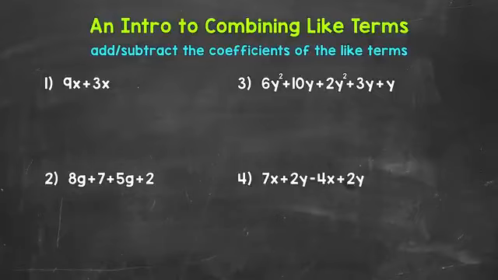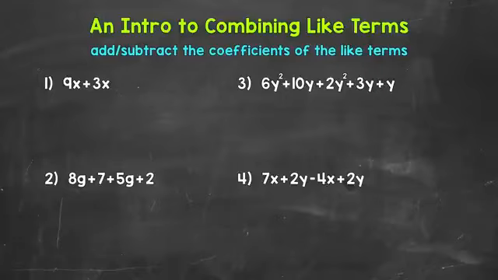Now remember, like terms are terms with the same variables to the same powers. When we combine like terms, we look for any like terms in the given algebraic expression and combine them into one term. By combining like terms, we can simplify expressions. That just means we can rewrite the original expression in a simpler and easier way to understand and work with.